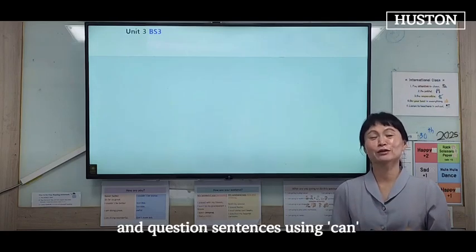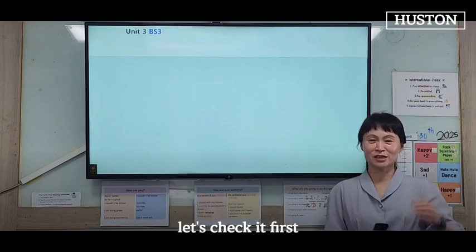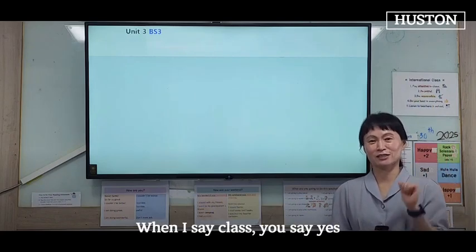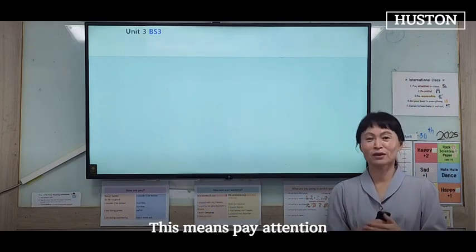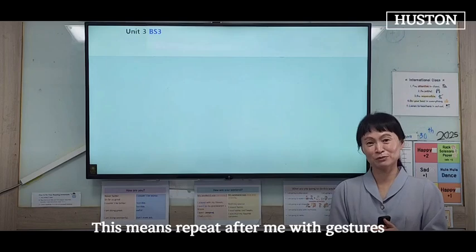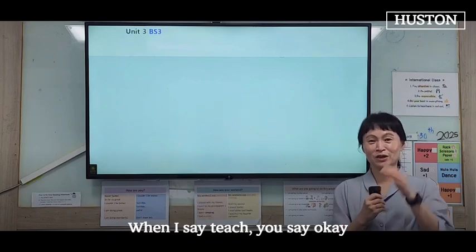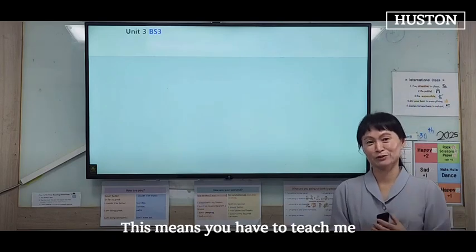About negative and question sentences using can. Before starting our lesson, let's check it first. When I say class, you say yes. This means pay attention. When I say meter, you say meter. This means repeat after me with a gesture. When I say teach, you say okay. This means you have to teach me.